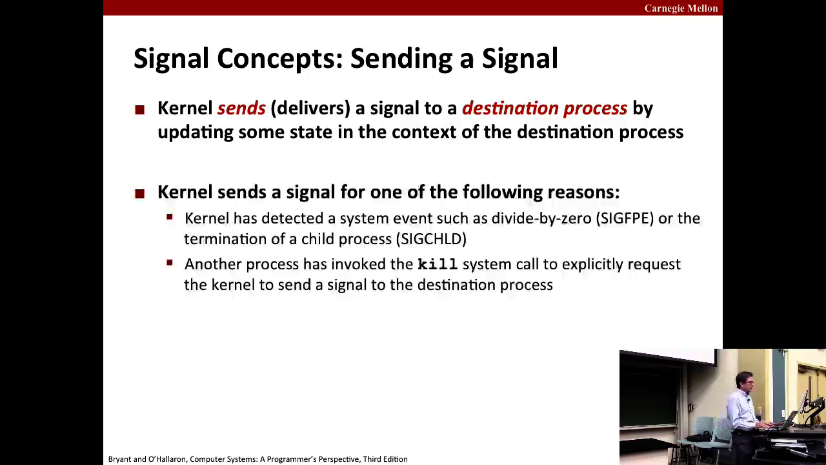Now, the kernel sends a signal either because it detected some event in the system, like a child process terminated, for example, or because another process has asked the kernel to deliver a signal on its behalf. And there are a number of ways to do that. One of them is with the kill system call. It's kind of an unfortunate term, isn't it? Kill is a general way to send signals, and the impact is sometimes not to kill the program, but for some reason they chose to call it kill.